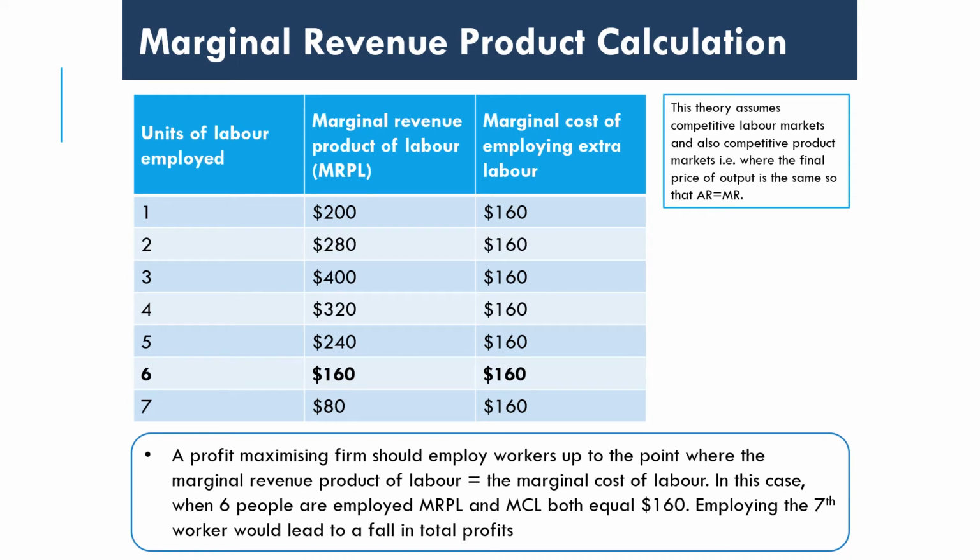So the theory goes that a profit maximizing firm should employ workers up until the point where the marginal revenue product of labour, whilst it's diminishing, equals the marginal cost of labour. So in this case, when 6 people are employed, we reach that point. Employing the 7th person will actually lead to a fall in total profits because the extra revenue they bring in, $80, is less than the extra cost of employing them because of the diminishing returns.